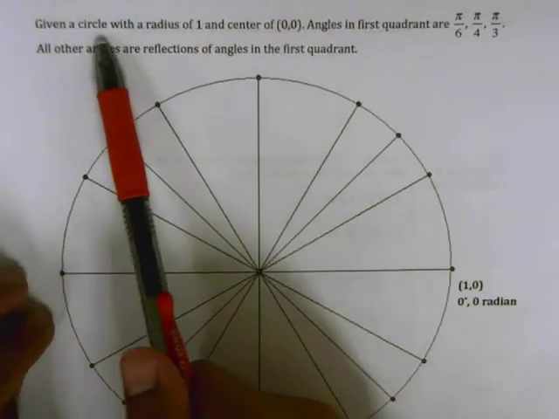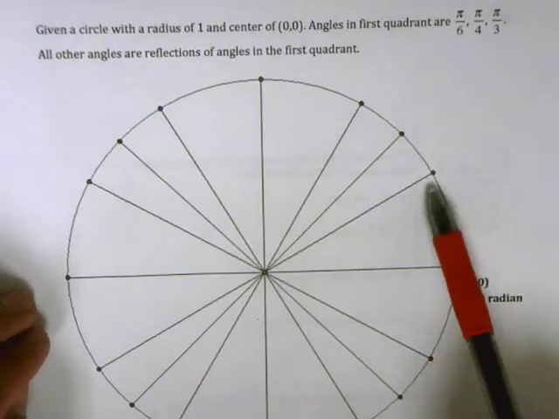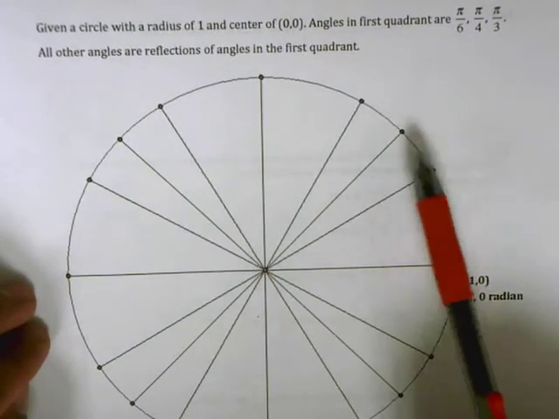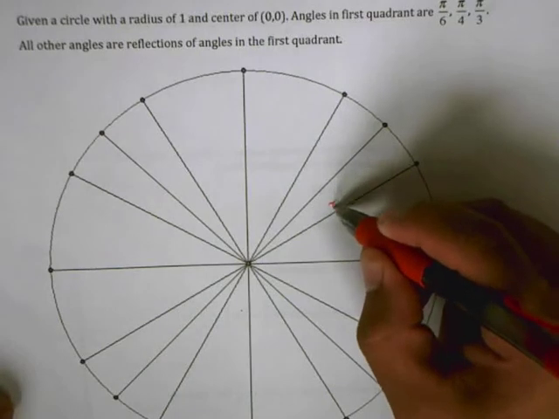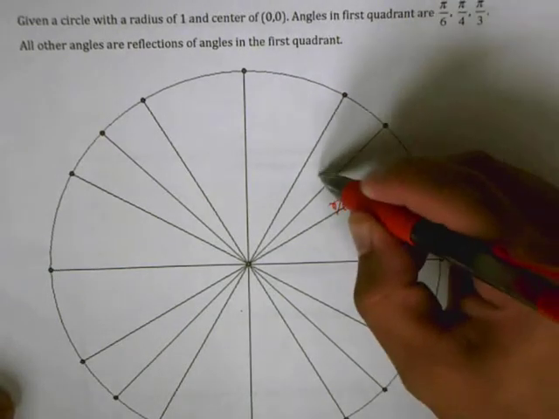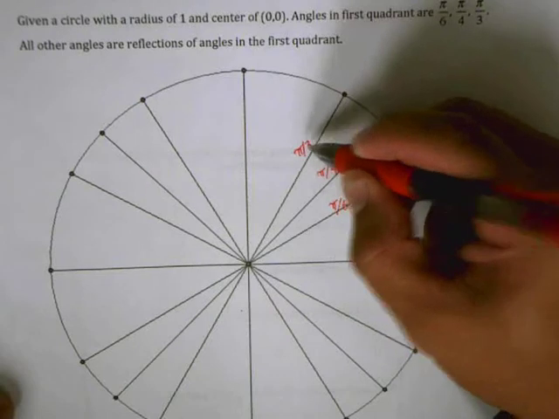It's a circle with a radius of 1, a center at the origin, and these angles here are pi over 6, pi over 4, and pi over 3. So I just label this right here: pi over 6, pi over 4, pi over 3.